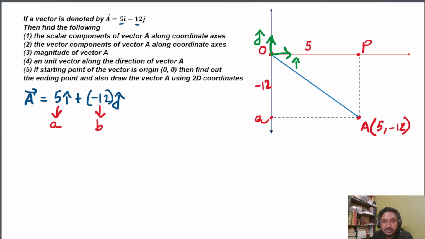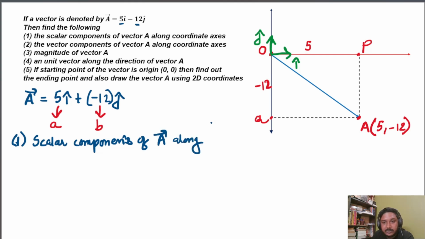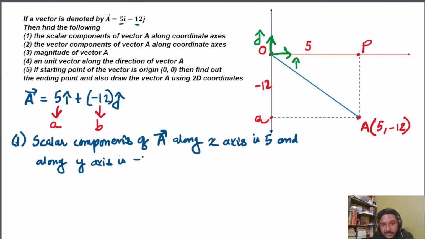So if we now go and solve it, let's see what the things are. What will be first? The scalar components. Let us write. First is the scalar components of vector A along, what are the two axes here, basically x axis. Along x axis is 5, and along y axis is minus 12. That will be the scalar components. So it will be plus 5 and minus 12.